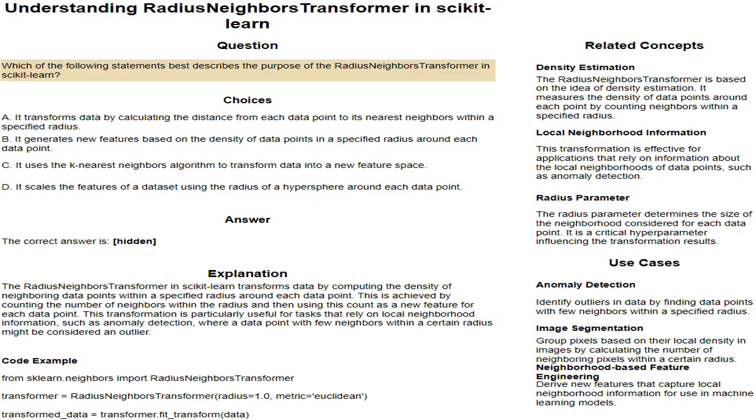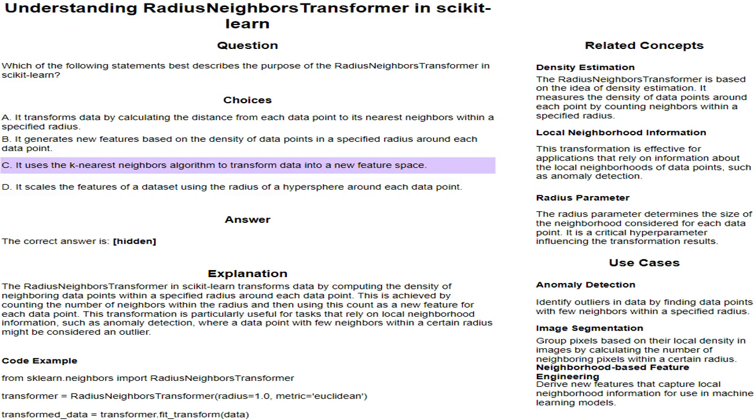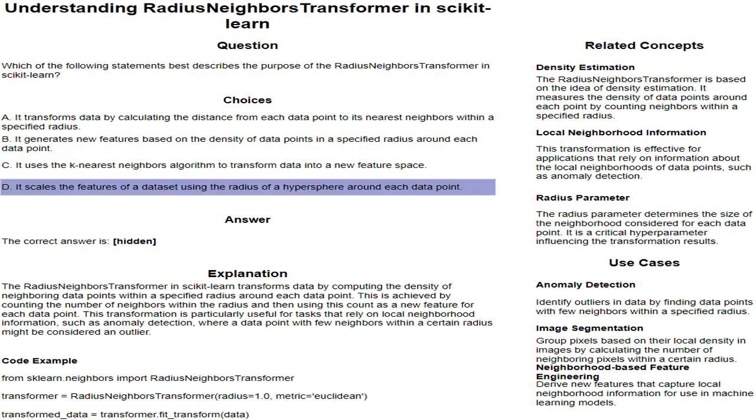Which of the following statements best describes the purpose of the radius neighbors transformer in sklearn? A. It transforms data by calculating the distance from each data point to its nearest neighbors within a specified radius. B. It generates new features based on the density of data points in a specified radius around each data point. C. It uses the k-nearest neighbors algorithm to transform data into a new feature space. D. It scales the features of a dataset using the radius of a hypersphere around each data point.